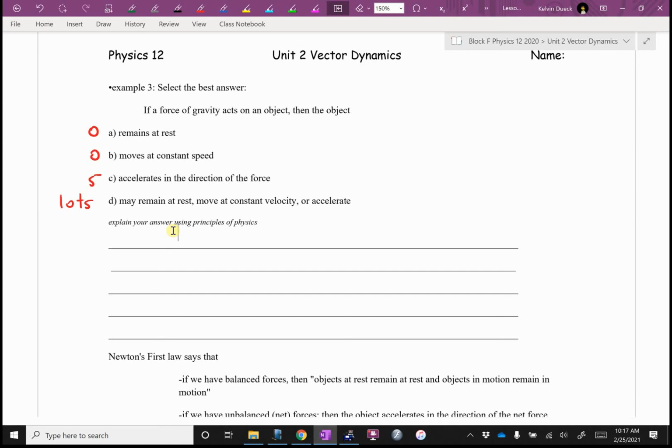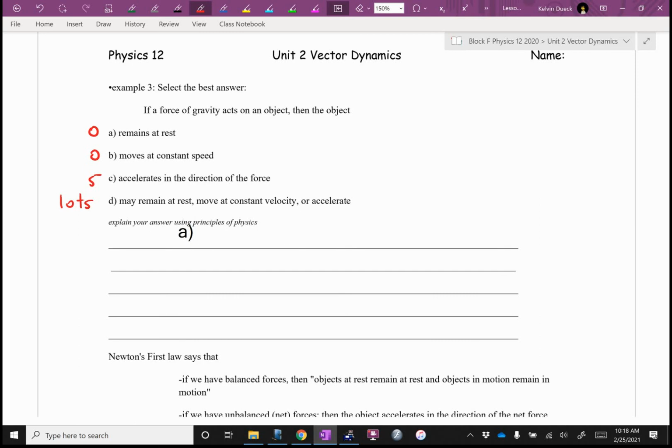Austin, what did you vote? D? Convince me. Can you give me an example of how A could be true? By the way, D is correct. So for D to be correct, that means I should be able to give you an example of A and B and C. Can you give me an example of how gravity can be acting on an object, but it can remain at rest?